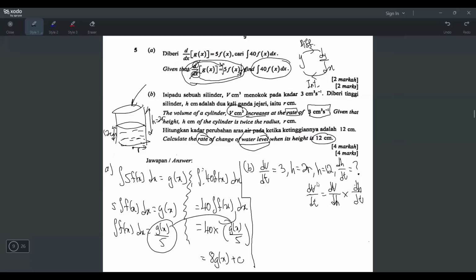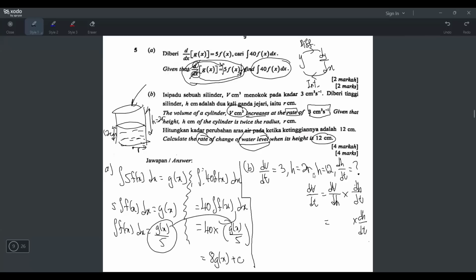Okay. So this one you will always write the subject. So this equation later it will be v in terms of h. It means the subject will be v. So the subject you put it here. Now the dh dt, this is the final answer. So we want to find that later.